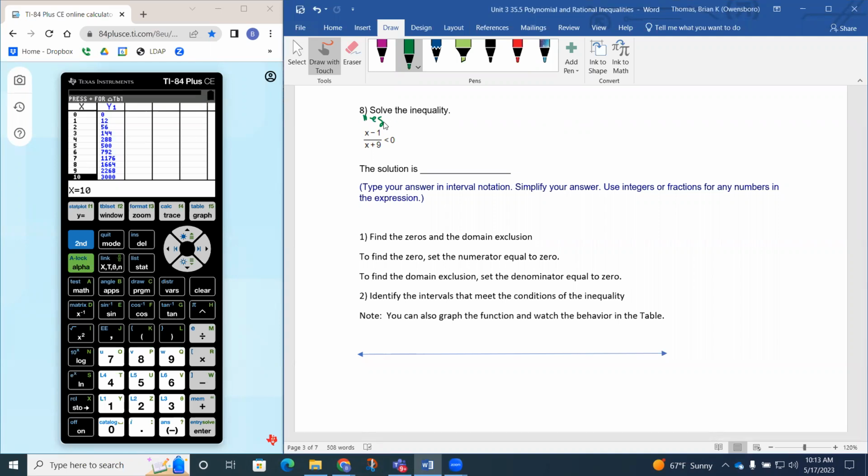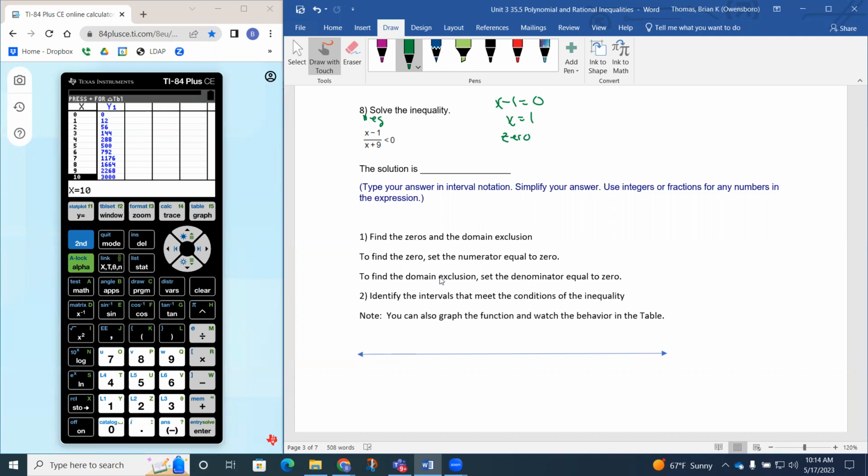Remember, with inequalities, our solutions are in the form of intervals. Some things we want to do is find the zeros and the domain exclusion. To find the zero, we set the numerator equal to zero, because to make a fraction turn to zero, the numerator has to be zero. So if I set x minus 1 equal to 0 and solve for x, x equals 1 is going to be called a 0.